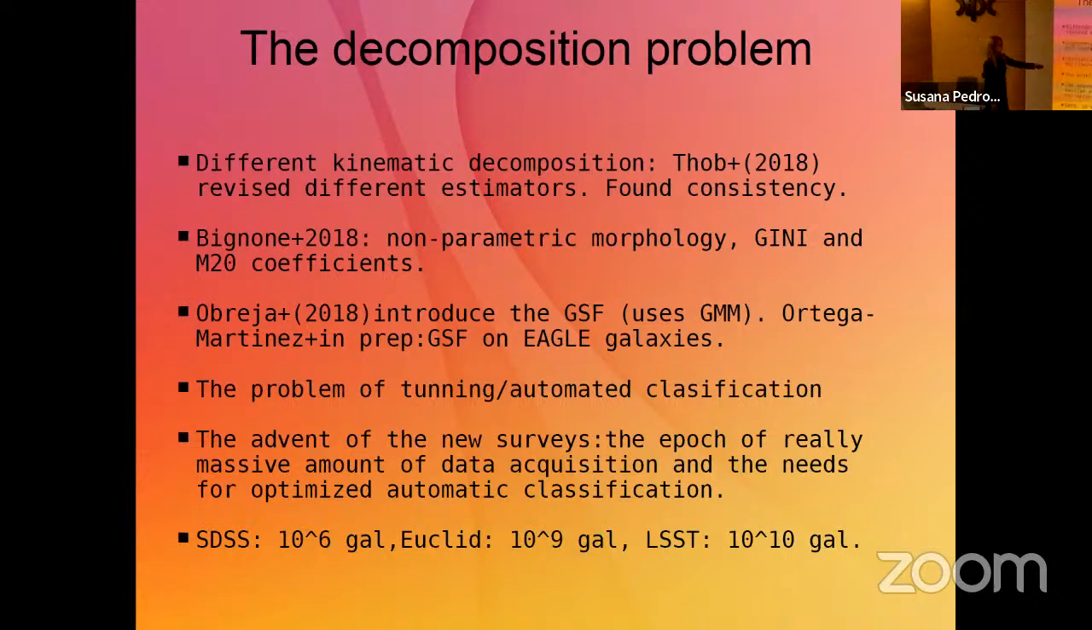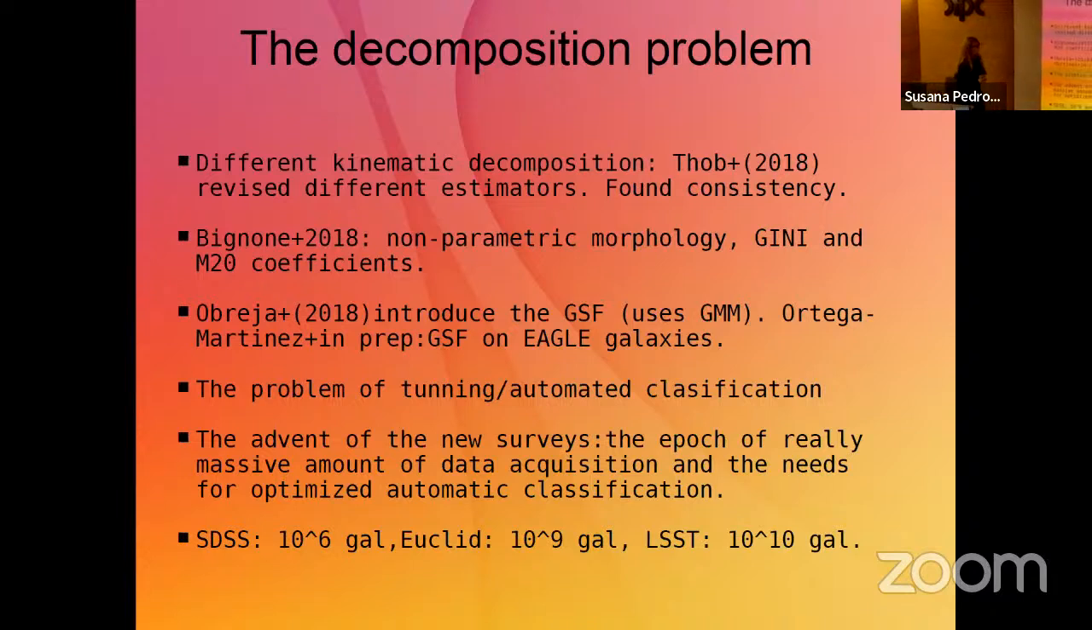Another way of decomposing galaxies is using non-parametric morphology. We did a work with Lucas Viñones, a young researcher from my group in Buenos Aires, based on Gini and MABT coefficients. In this case, we work with images. Also, as you have already heard a lot about this, because it was the work of Sarah, another way of decomposing galaxies is using GCF, the galaxy structure finding code from Obreja et al. And something that Sarah has just finished is applying GCF to EAGLE galaxies.